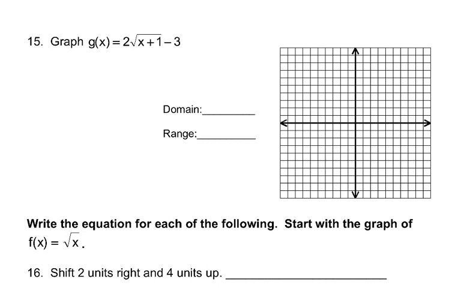All right, 15. So the 2 in front is stretching our graph by a factor of 2. The +1 on the inside is going to move our graph to the left 1 because it's opposite on the inside. And the -3 is going to move our graph down 3. So to get my starting point, I'm going to go left 1 and down 3.